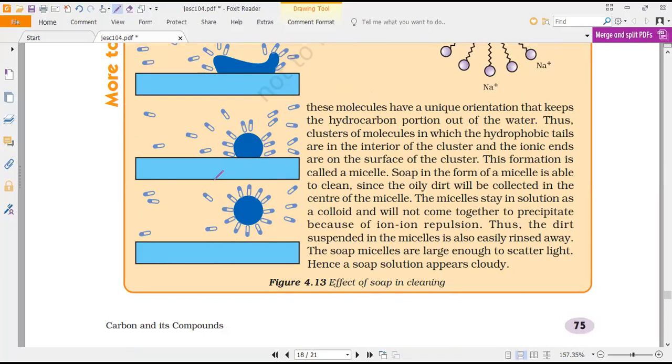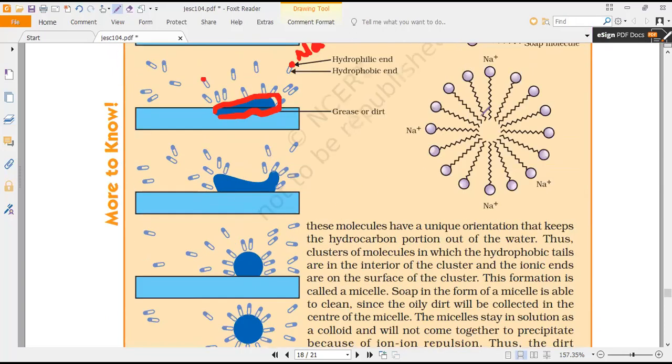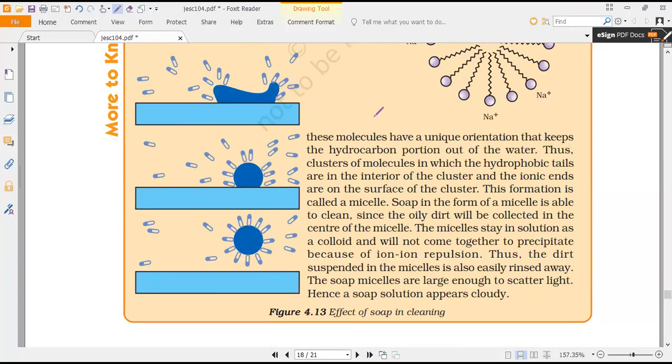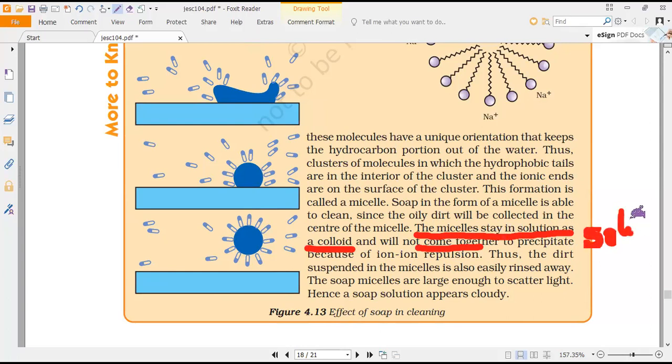But you have to remember, the micelles stay in solution as a colloid and they will never come together. Why? Can anybody tell? They will never come together to form a solid or precipitate. Because the same charges always show repulsion. Repulsion. That is what they are saying here. The micelles stay in solution as a colloid and will not come together to precipitate. Precipitate means what in chemistry? Insoluble solid substance, because ions always show repulsion.